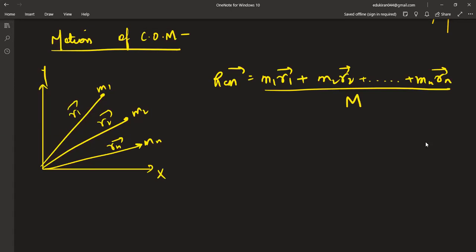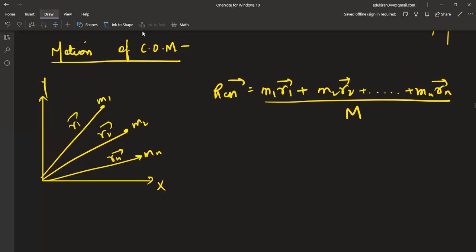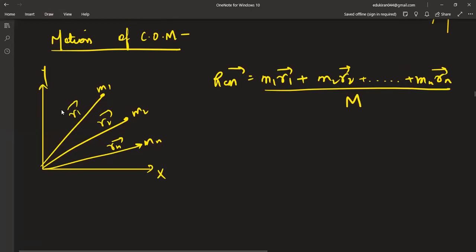When the body will be moving with a certain velocity, each of these particles will also be moving. This will be moving with some velocity, this particle will be moving with some velocity, this will be moving with nth velocity. Like this, you will have all the velocities, up till the nth.